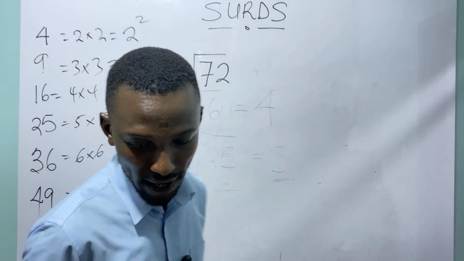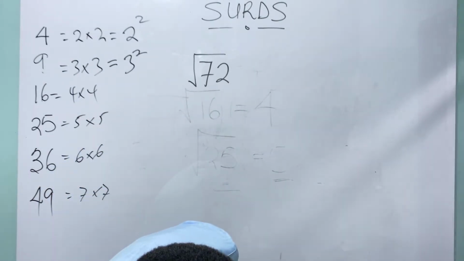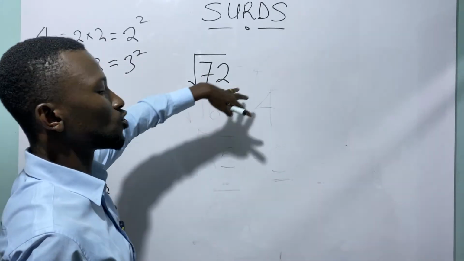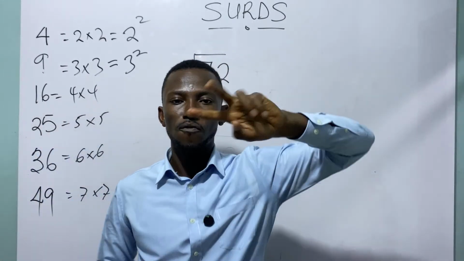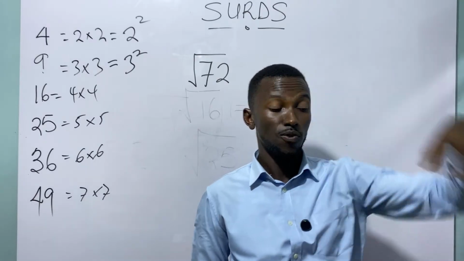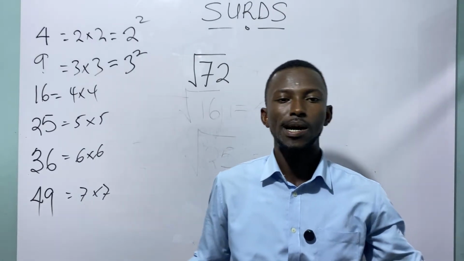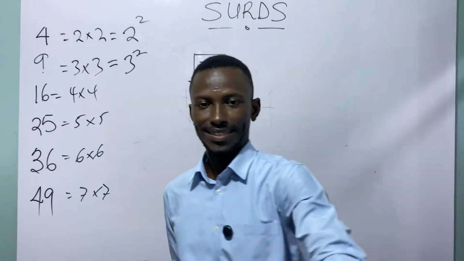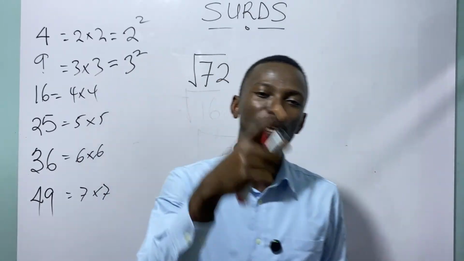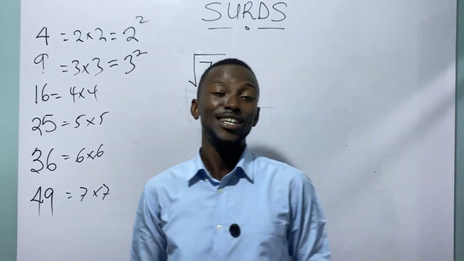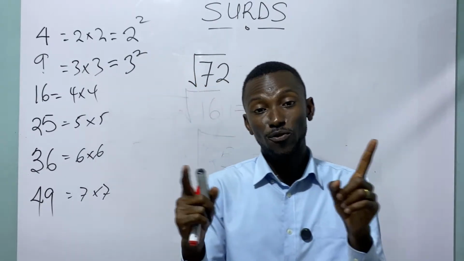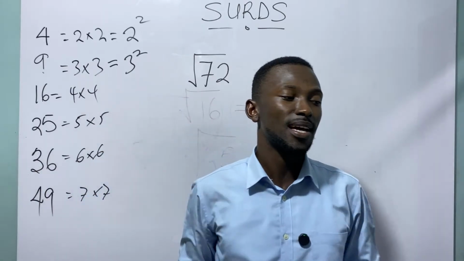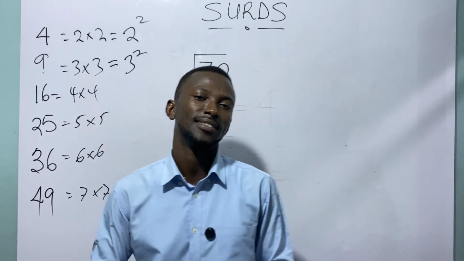So question number 1. Can I open up 72? You have to look for 2 factors of 72, and those 2 factors, if you multiply them, you will get 72. But one of them should be a perfect square. That should always be the end goal. If one of them is a perfect square, then it becomes so easy for you to handle.